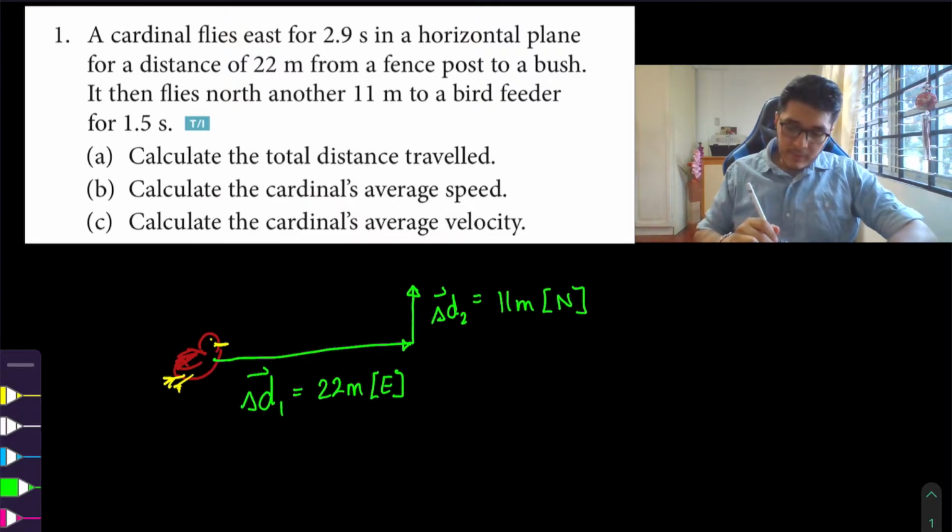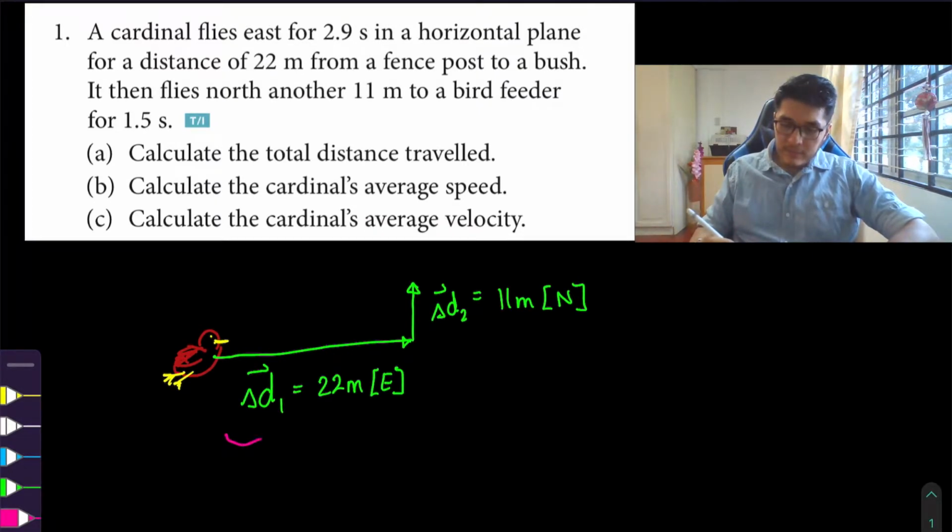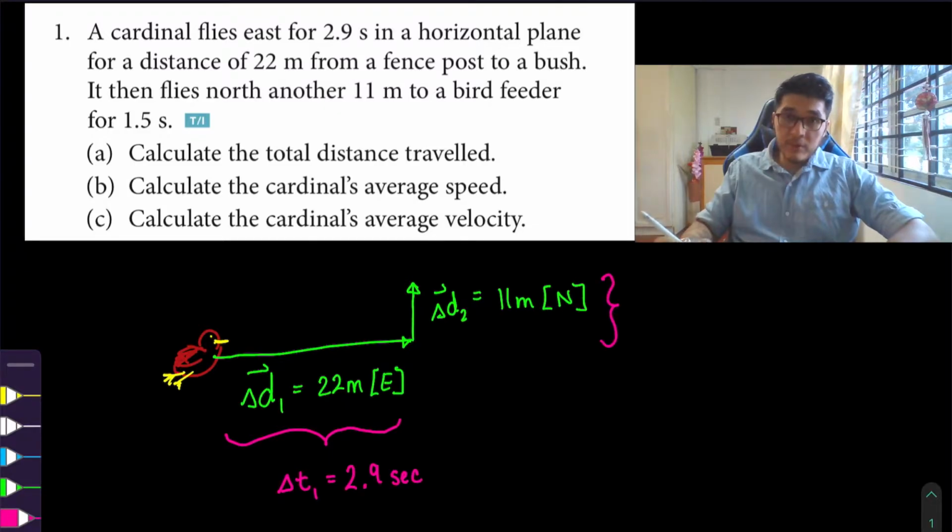And the other piece of information that they give us is the time that each displacement takes. The first displacement takes a time interval, so we write delta T1, 2.9 seconds. The second displacement, when it was going north, delta T2, took 1.5 seconds. So this is all the information that we have.